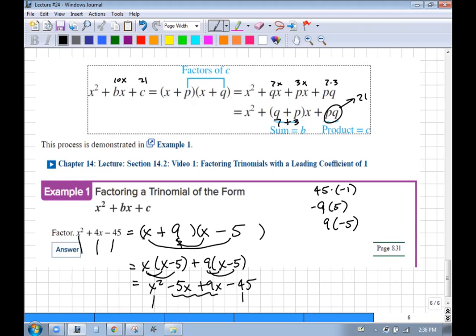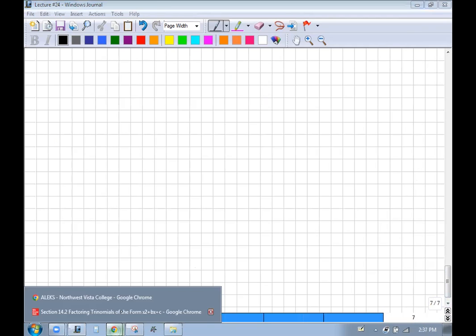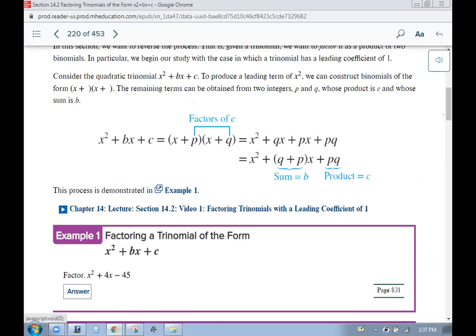Okay. So we're gonna do lots of these. These are ones where you can eyeball it, basically. So let's do lots and lots and lots of examples here.